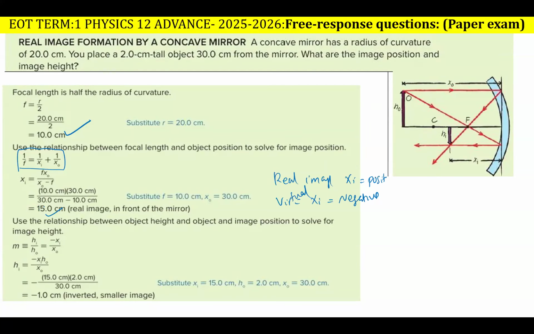If it's a real image, it is going to be upside down. When we found the magnification M, from that we found that the image height is minus 1.0 centimeter. Since it is minus, it is inverted, and its original size was 2 centimeters, so it is smaller. That's a simple one.